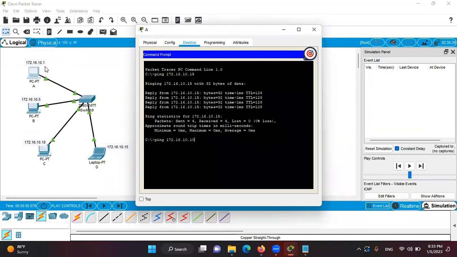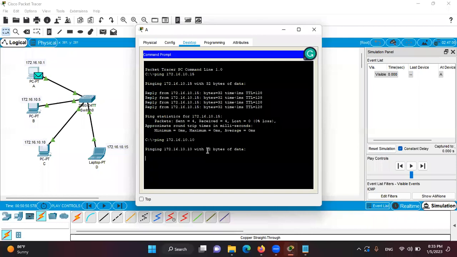So I'm going to check the connectivity from A computer to the C computer. From A computer I have to type the ping command and give the IP address of this C computer, then only it will send a message to the C computer. Right, now I'm going to press enter.